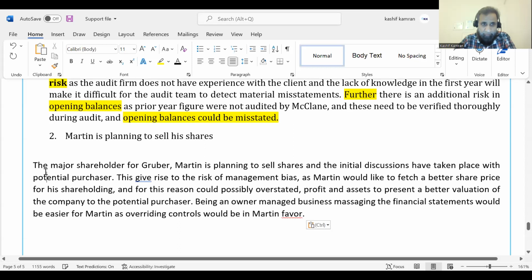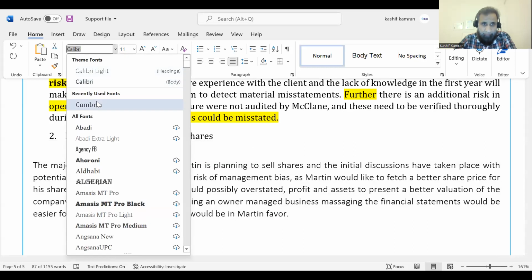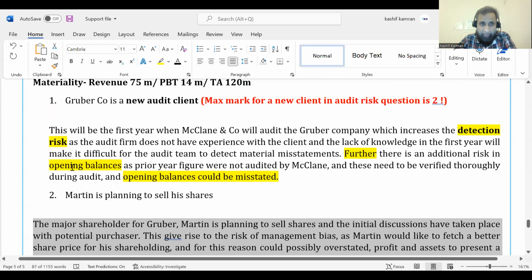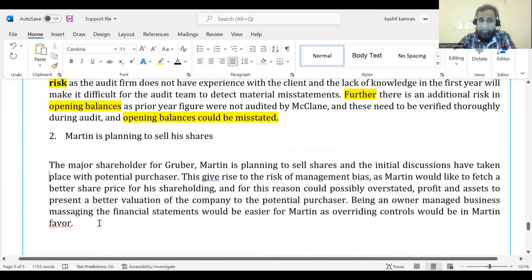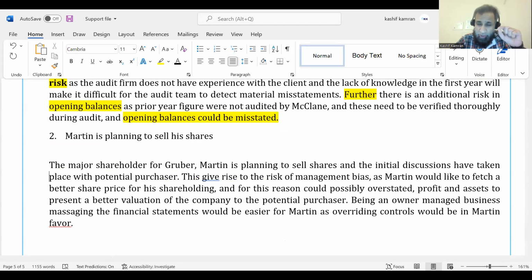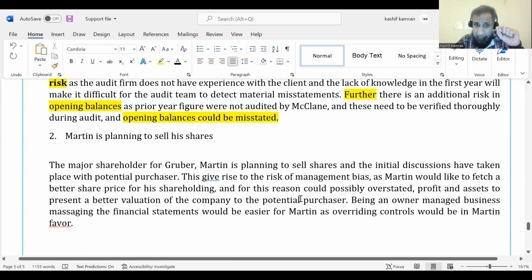Okay, let me just copy the point here. I hope you can see the point under Martin, all of you. Right? Martin is planning to sell his shares. The major shareholder for Grubber, Martin, is planning to sell shares, and the initial discussions have taken place. This gives rise to the risk of management bias.